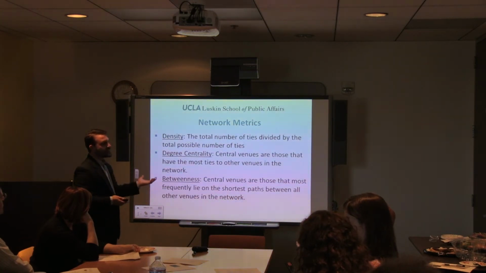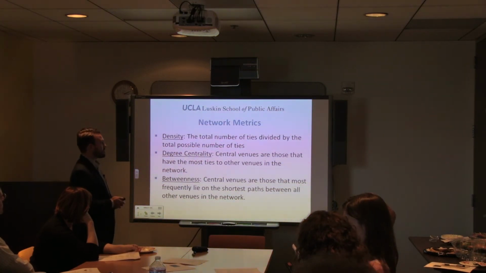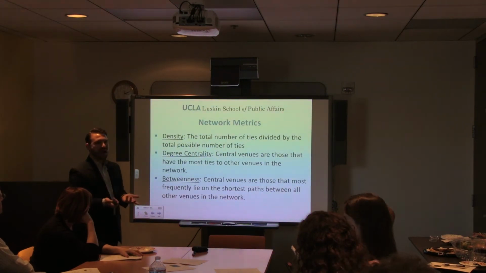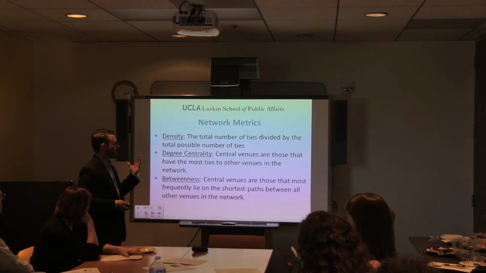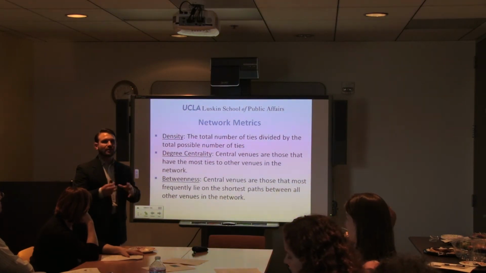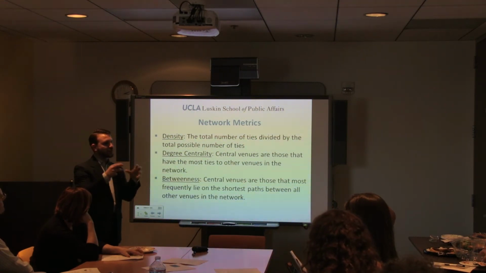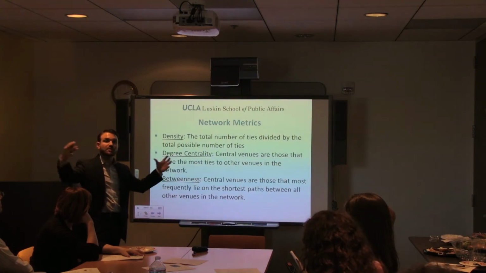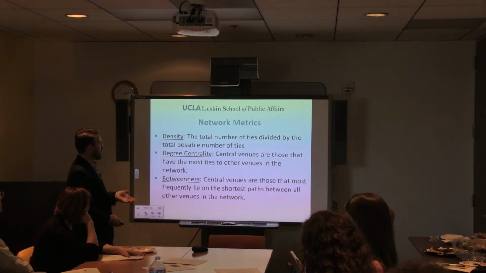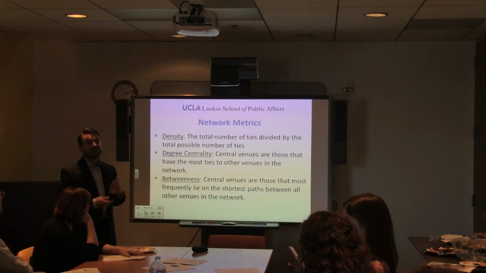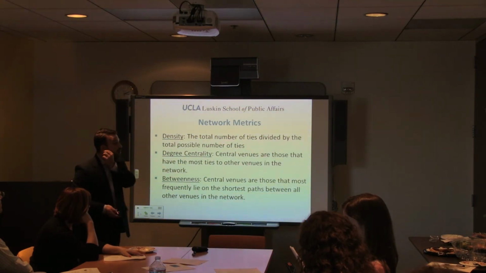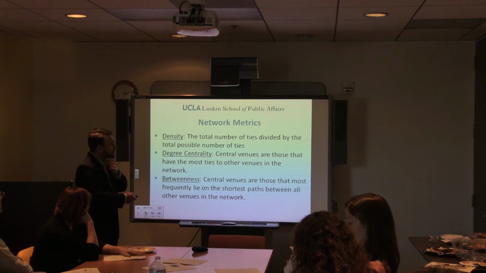Degree centrality is just one of many different types of centrality calculated in networks. In that type of calculation, central venues are those that have the most ties to other venues in the network. There's also a type of weighted centrality called Bonacich centrality, which calculates centrality based not only on the ties that venues are immediately connected to, but also the ties that those venues are connected to. And then there's betweenness, where central venues are those that lie most frequently on the shortest path between other venues. These are just three examples of the many different network metrics that you can calculate using UCINet.